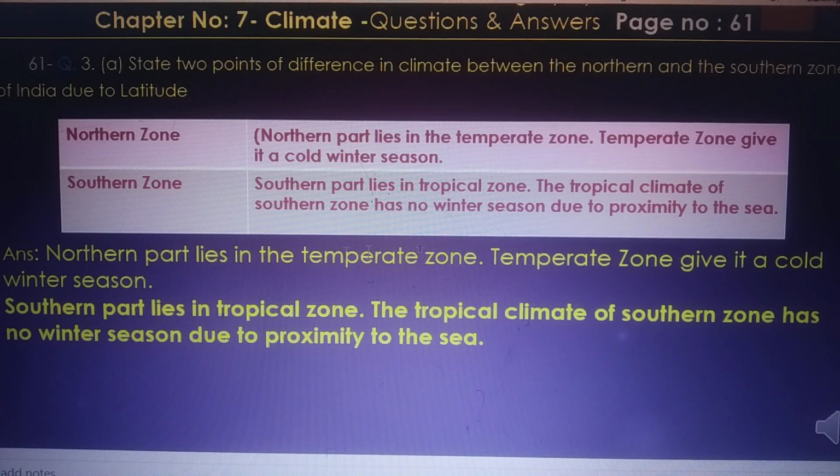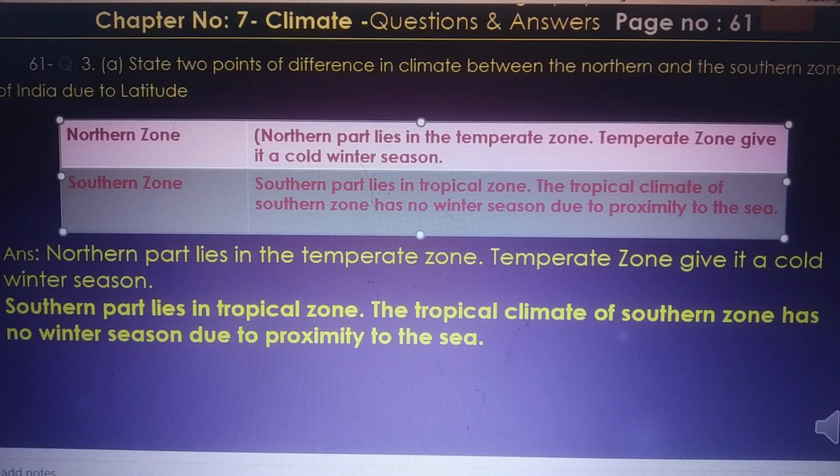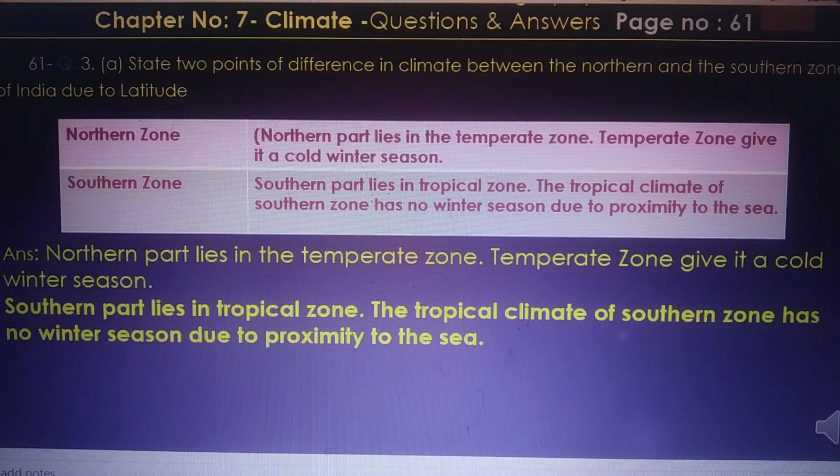And question number 61. State two points of the difference in climate between northern and southern zones in India due to latitude. What is the key point? The north part lies in the temperate zone. The temperate zone gives a cold winter season. The reason for the northern zone and southern zone: the southern part lies in the tropical zone. It has a tropical climate, and the southern zone has no winter season due to proximity to the sea.